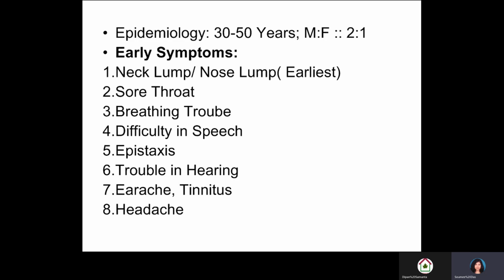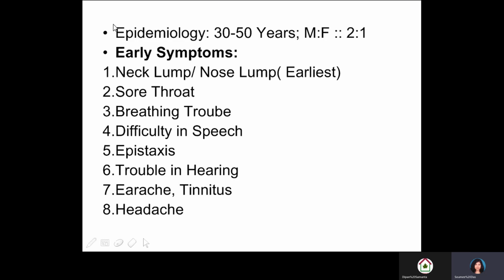Now we will see the early symptoms. These are neck lump or nose lump. As the carcinoma basically affects the nasopharynx, which is the junction of the nose and the throat, the patient will have symptoms in the nose as well as in the throat. So there might be a neck lump or nose lump, a mass in the neck or a mass in the nose. And this is the earliest symptom of NPC.